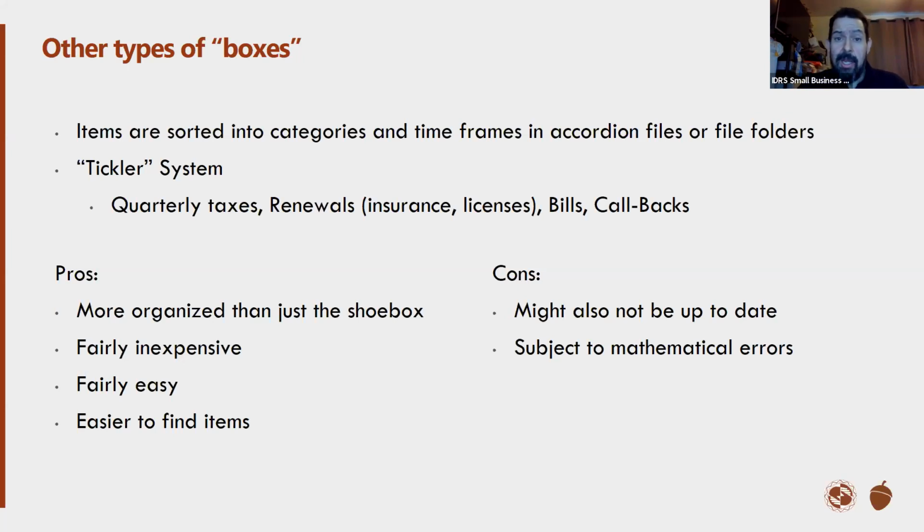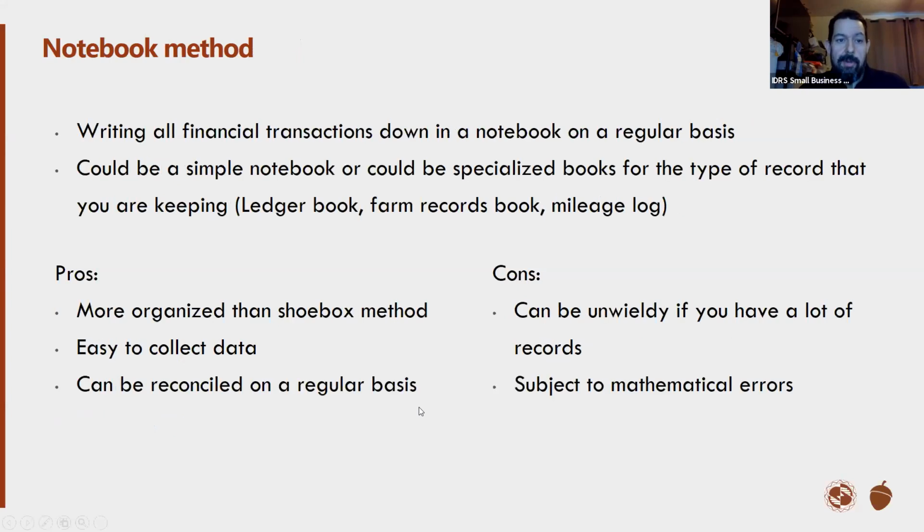It's easy, right? I mean, it's not as easy as just throwing a receipt in a box, but you're going to organize it the way you want to do it. So it's still fairly easy. It's much easier to find the items than if they're in a shoebox. Depending on how you organize it, though, it might not be up to date. And especially when we're looking at financial transactions, you still have to pull it out of that box and do the math on it, right? So you're subject to those mathematical errors. So let's go on. Let's talk about some other methods.